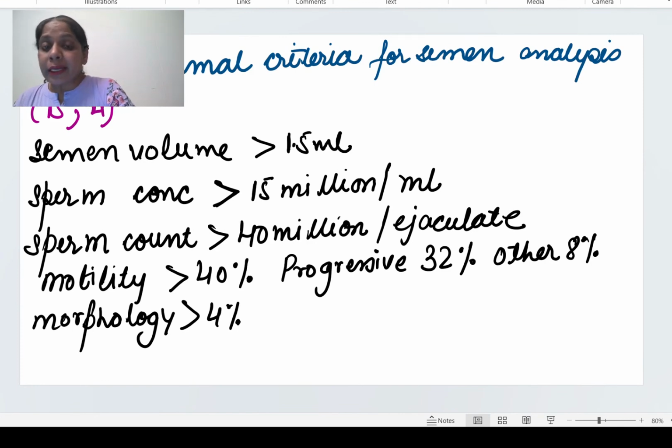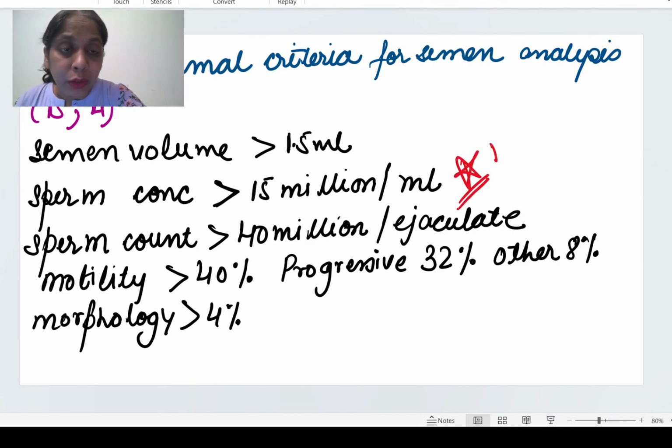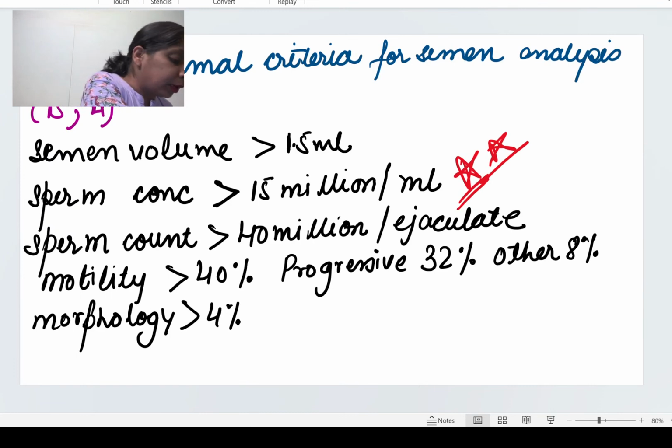Semen volume is again somewhere near the 15. Then sperm concentration, that is the count of the sperms per ml. This is the term which we most commonly use. If they haven't written sperm count or sperm concentration, it is understood that it is sperm concentration. Sperm concentration should be more than 15 million per ml. Sperm count is the total number of sperms per ejaculate, so obviously it will be more, and it is 40 million per ejaculate.